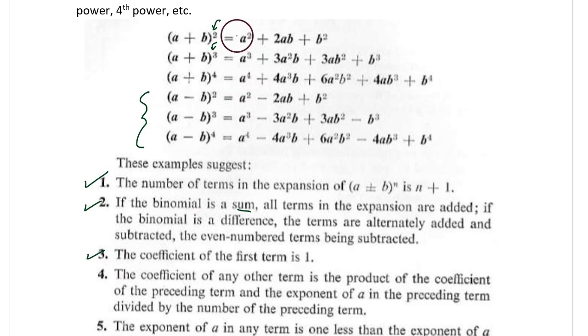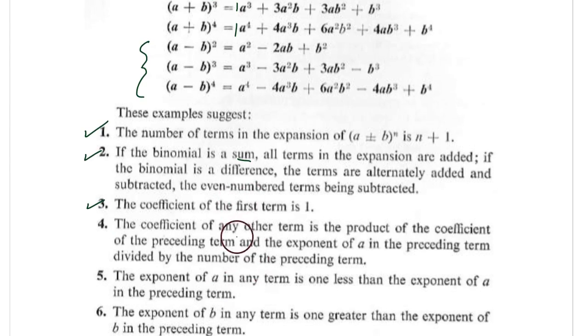Third observation, the coefficient of the first term is always 1. And we can see that every time. It's 1a squared, 1a cubed, 1a to the fourth. The next observation, the coefficient of any other term is the product of the coefficient of the preceding term and the exponent of a in the preceding term, divided by the number of the preceding term. So that's a pretty complicated rule to describe that observation.